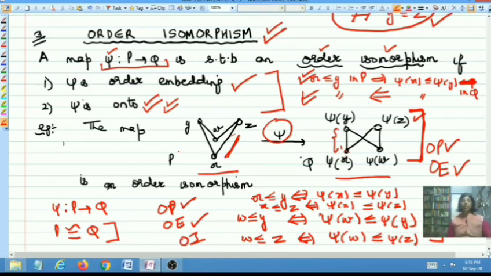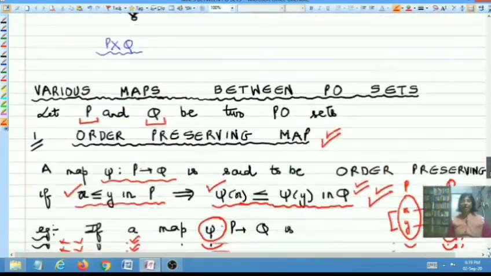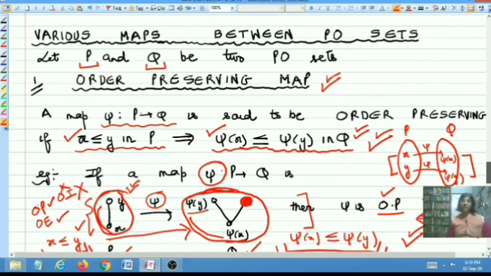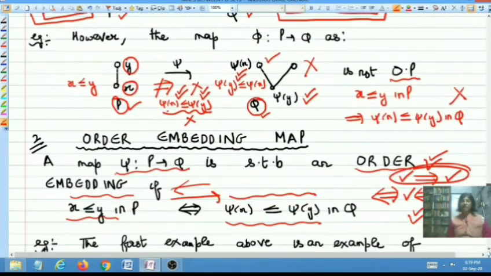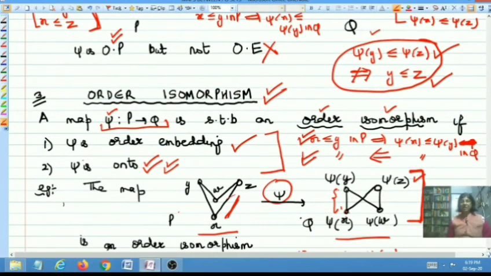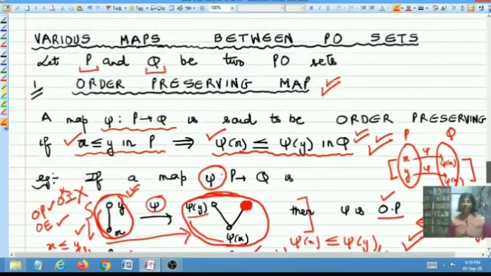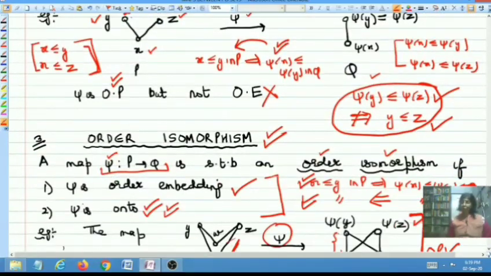So that was all about the different types of maps you can have between two PO sets. Order preserving map was one map that we discussed. Order embedding map was another map that we discussed, and order isomorphism is the third and the last map that we discussed. Out of all the three maps, order isomorphism is that map in which the maximum number of conditions must be satisfied. It should be an order embedding, and it should be onto as well. So that was all about the maps between two PO sets.